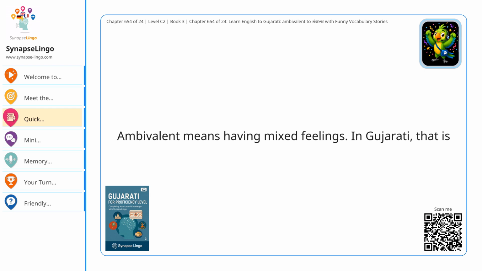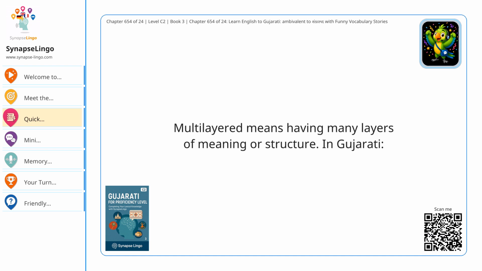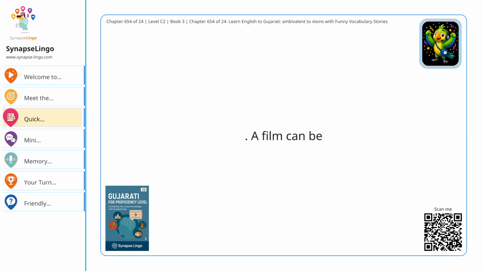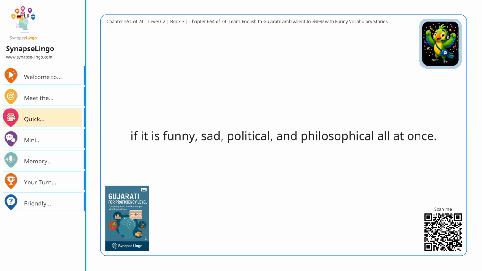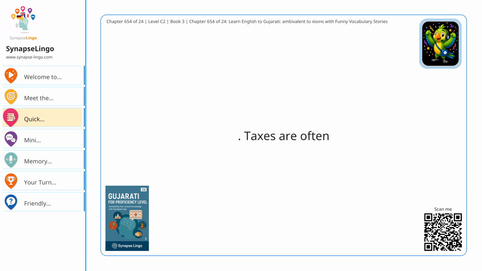Ambivalent means having mixed feelings. In Gujarati, that is द्विधाग्रस्त. Example: I am द्विधाग्रस्त about waking up early to be productive. Multi-layered means having many layers of meaning or structure. In Gujarati, बहुपड़ीयु. A film can be बहुपड़ीयु if it is funny, sad, political, and philosophical all at once. Complex means not simple, with many connected parts. In Gujarati, जटिल. Taxes are often जटिल, so are family group chats.